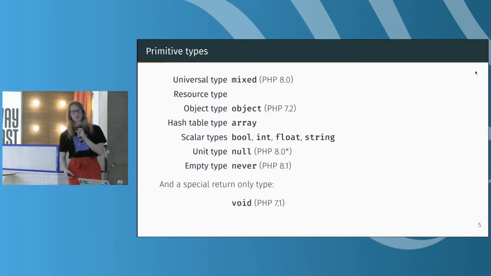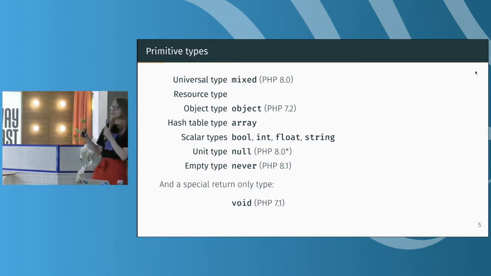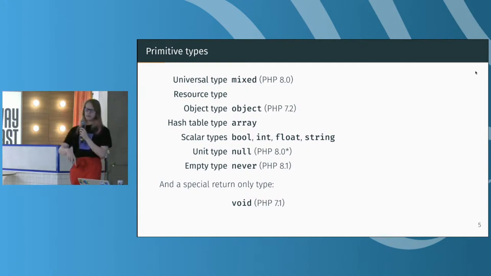So the universal type, which is called mixed in PHP. Every single value in PHP is part of mixed. So null is part of mixed, an integer is part of mixed, any class is part of mixed. And this is available since PHP 8.0.